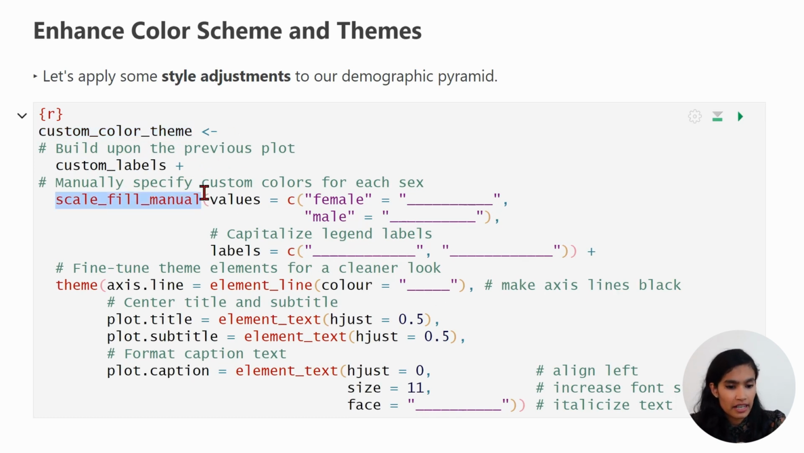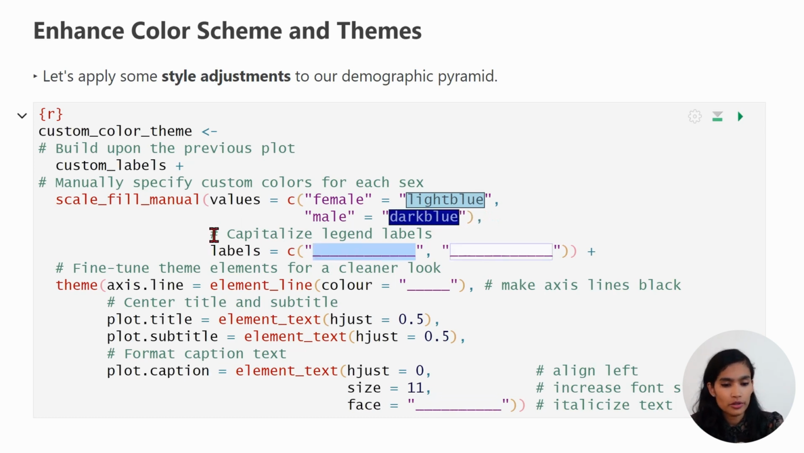First, we're going to use scale fill manual, which changes things in the fill legend. So the fill legend showed up on the right side of our plot. It said sex, male and female. So first, we're going to change the color values that fill the bars. So we're going to have female equals light blue and male equals dark blue. So that'll change the color of the bars.